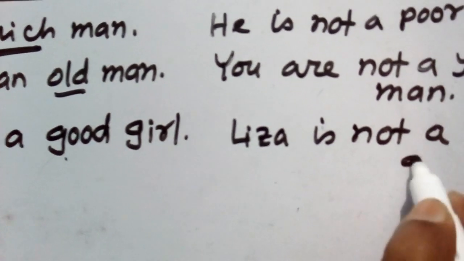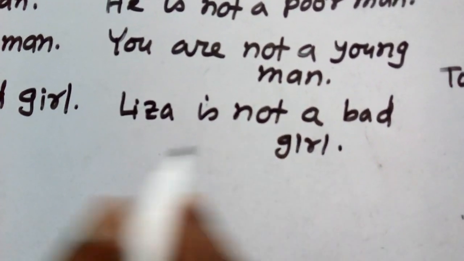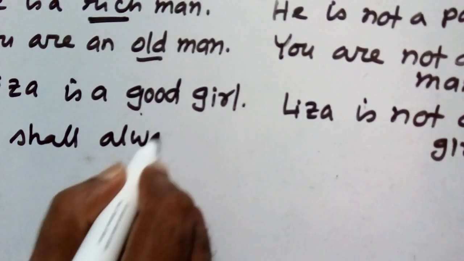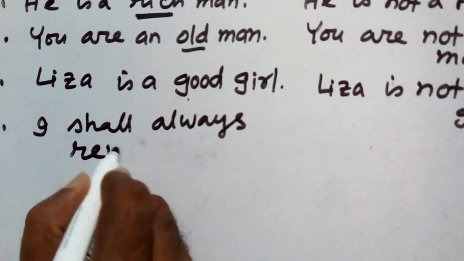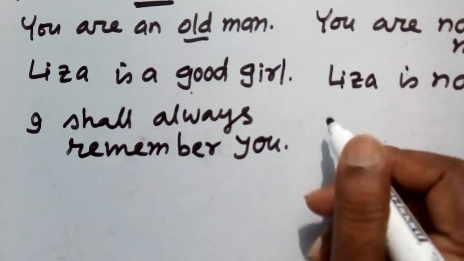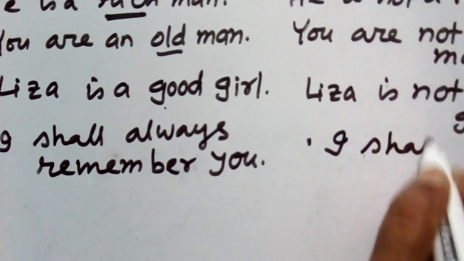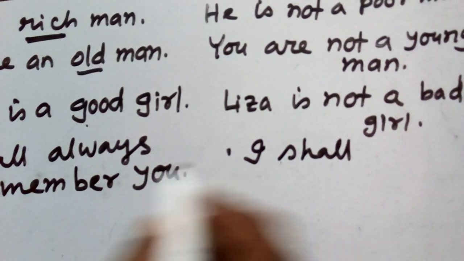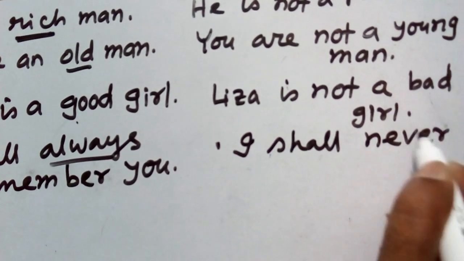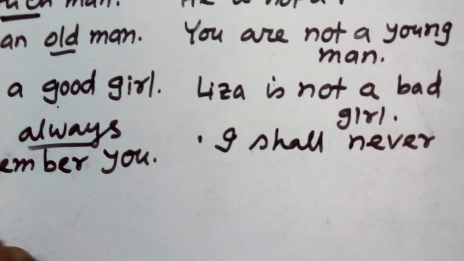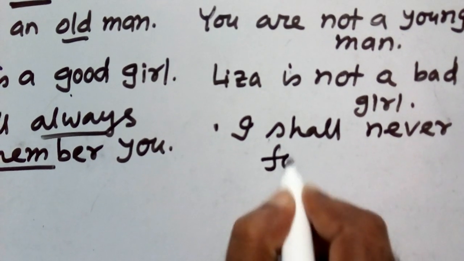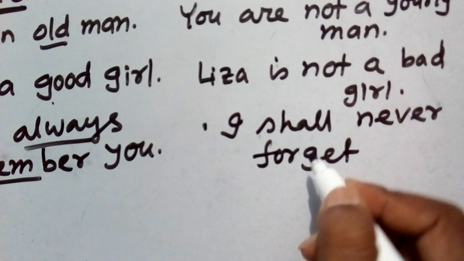bad girl. And in the sentence, I shall always remember you. That means recall you. So we want to make that sentence negative. I shall. So always, that's an adverb, it will turn into never. If we want to make that sentence negative, I shall never. So remember will change into its opposite word, forget. I shall never forget you.